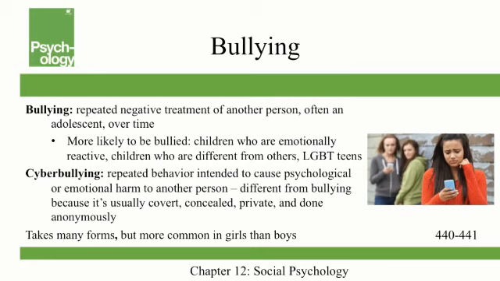Bullying is the repeated negative treatment of another person, often an adolescent, over time. So a one-time push on a playground would not be considered bullying. People who are more likely to be bullied are children who are emotionally reactive, children who are different from others, and LGBTQ teens.